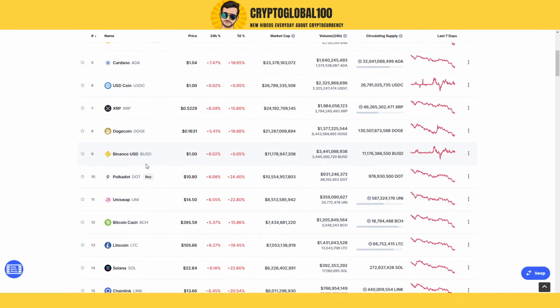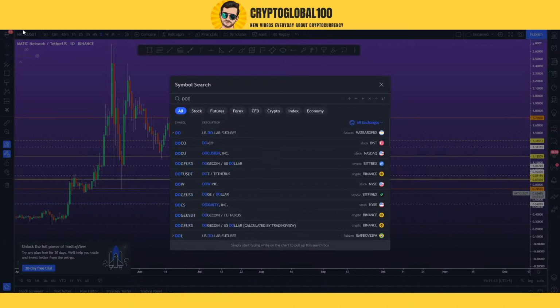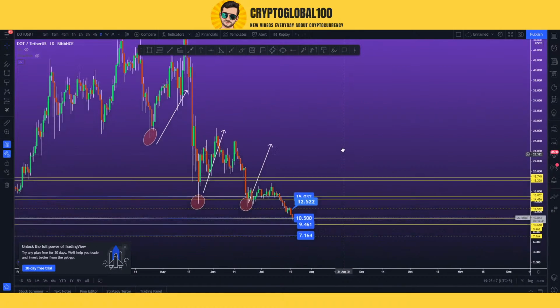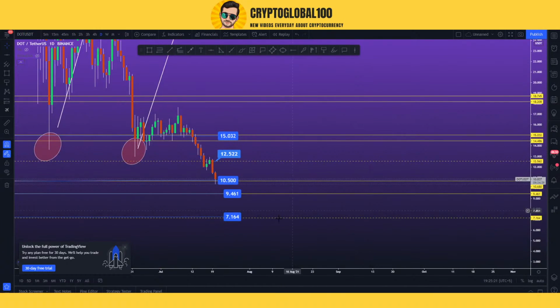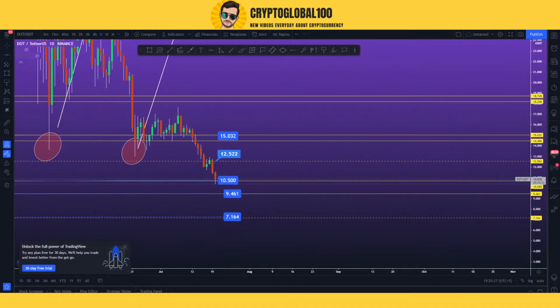So what do we have next? Polkadot. I also predicted the dot coin a few days ago. Let's take a look at the analysis, and you can see here. I'm not going to tell you. You see, this is the price I predicted a few days ago.